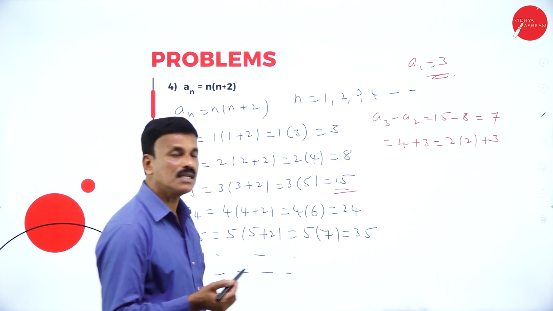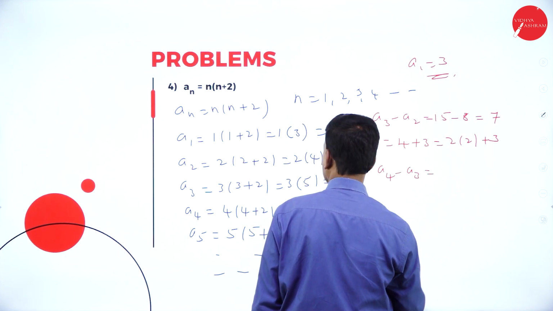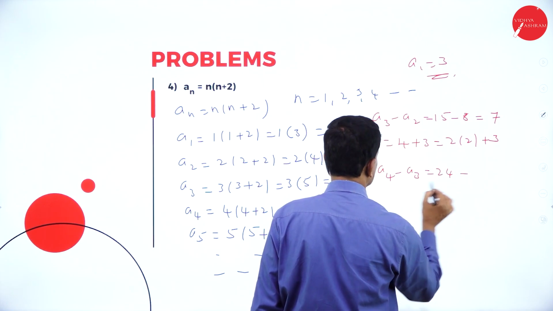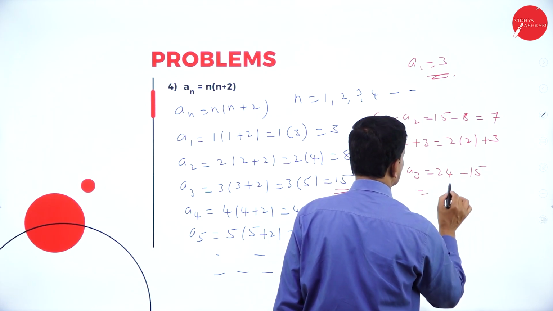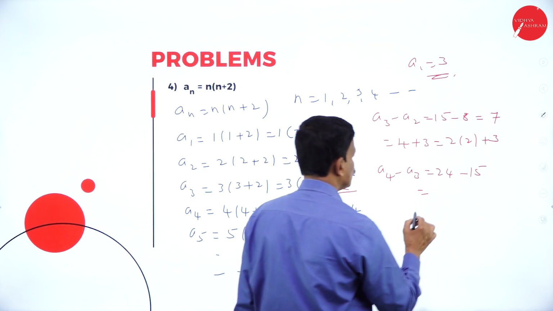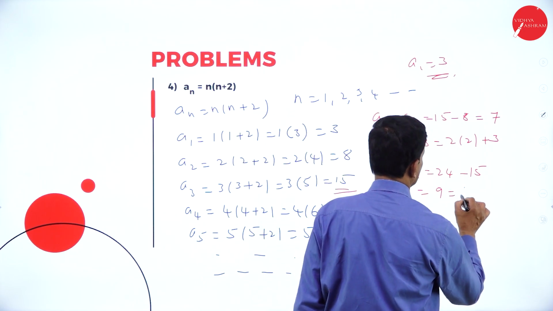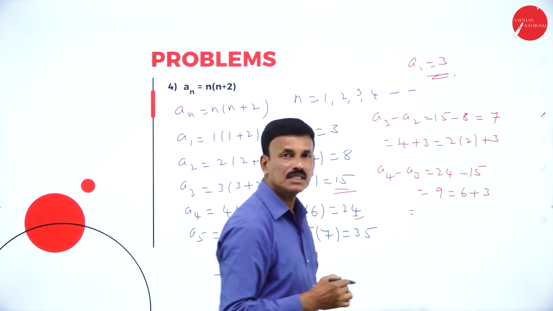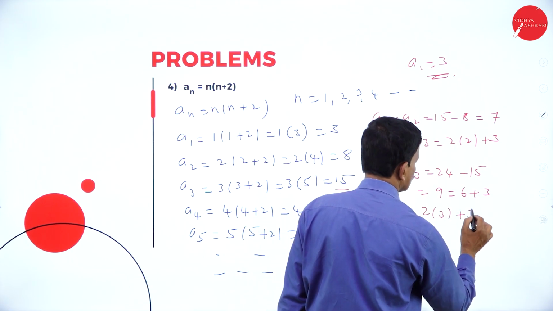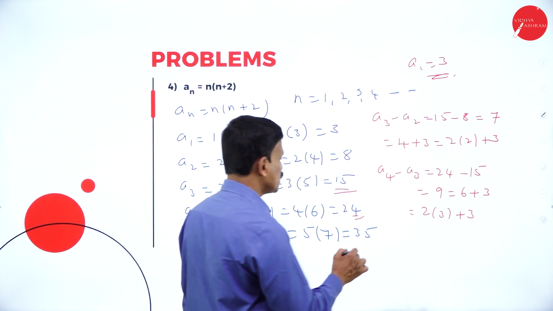Now, let us take similarly A4 minus A3. What is A4? A4 is 24 minus A3 is equal to 15. So, 24 minus 15 is 9. This 9 can also be written as 6 plus 3. This 6 can be written as 2 into 3 plus 3. Right. Now, let us find out the value of A5 minus A4.